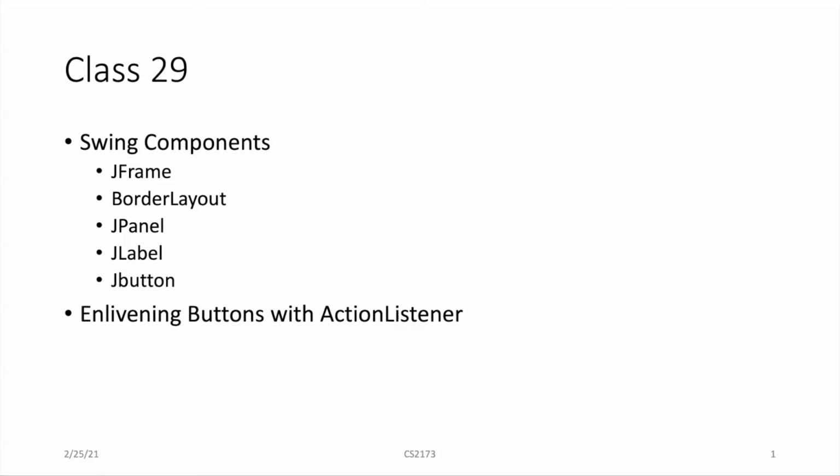Now the AWT was dubbed the "awful windowing toolkit" because it had a lot of shortcomings. And so after a few years of complaints, Java came out with this thing called Swing, and that's what we're going to deal with. And Swing has some very, very nice features about it. So we're going to start diving into that. It's a very, very rich framework.